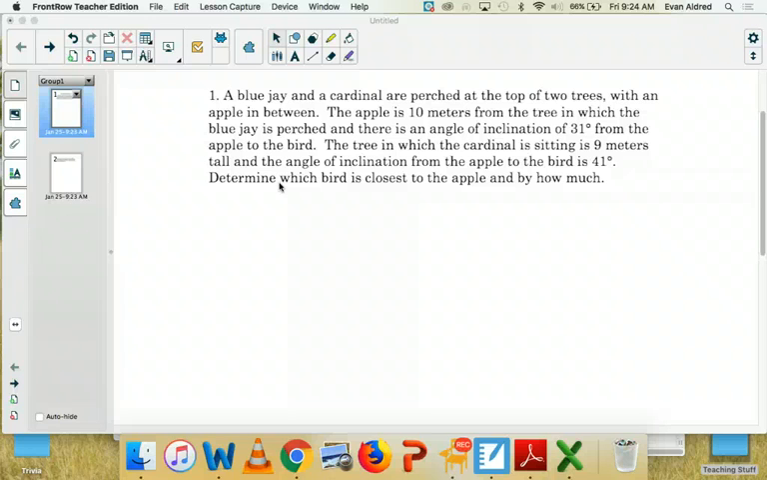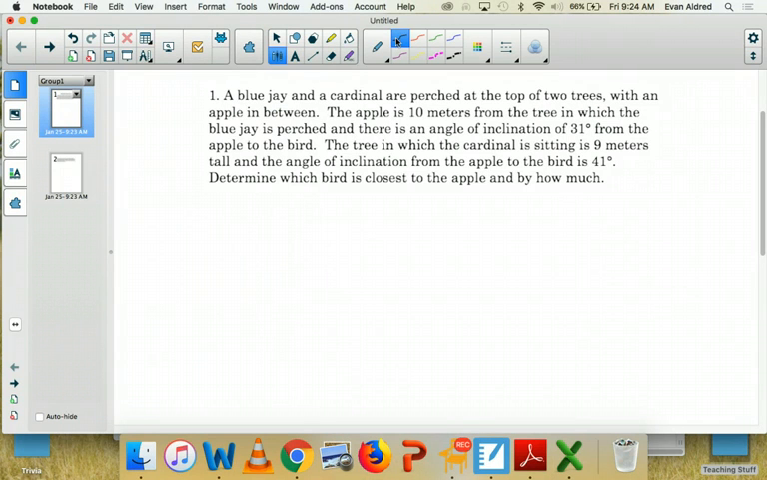So the first problem reads, a blue jay and a cardinal are perched at the top of two trees with an apple in between. The apple is 10 meters from the tree in which the blue jay is perched, and there's an angle of inclination of 31 degrees from the apple to the bird. The tree in which the cardinal is sitting is 9 meters tall, and the angle of inclination from the apple to that bird is 41 degrees. Determine which bird is closest to the apple and by how much.